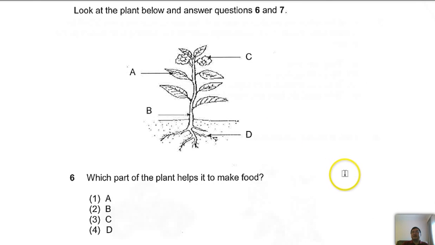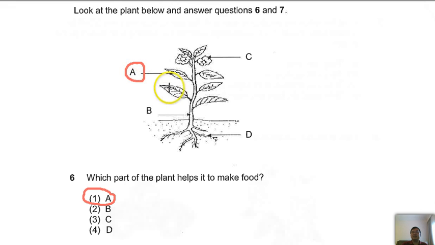Look at the plant below and answer questions 6 and 7. When you have parts like this, be very clear what you are looking for. A is leaves, C is flower, this is the stem, and these are the roots. Which part helps the plant to make food? Part A, right? The leaves help to make food.